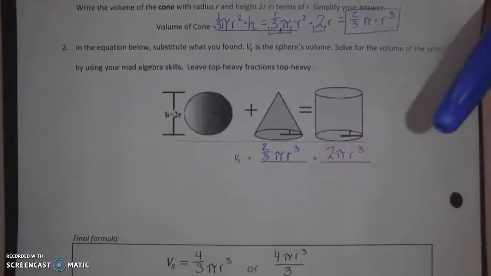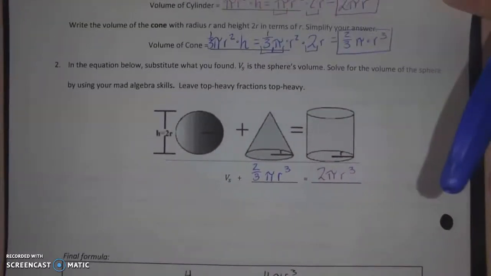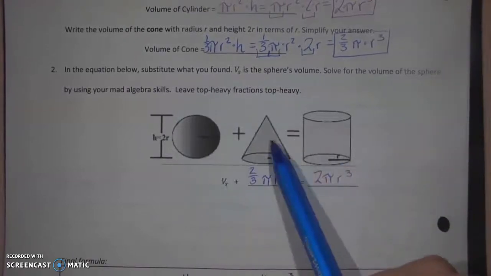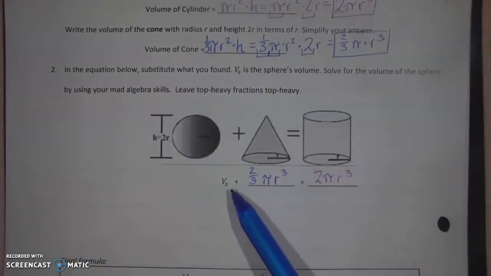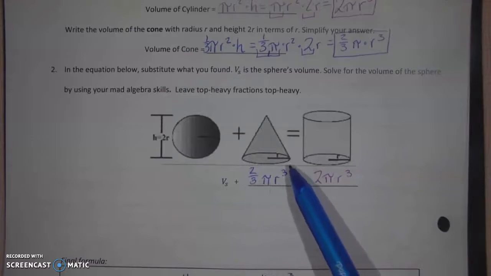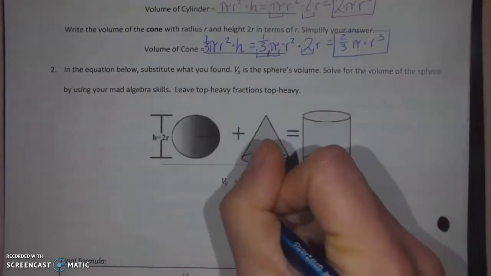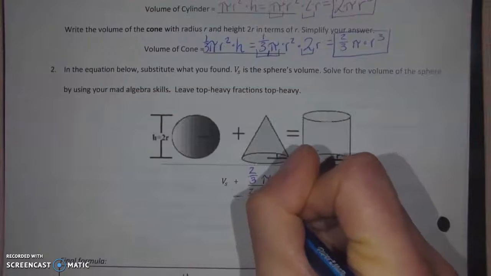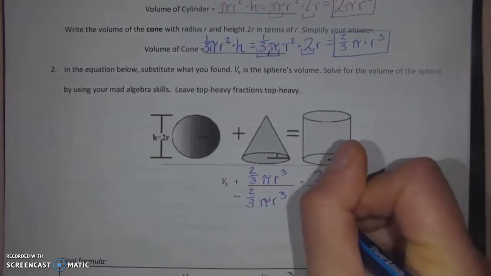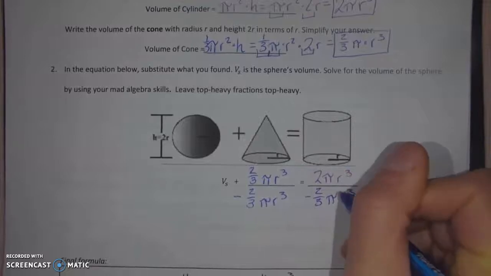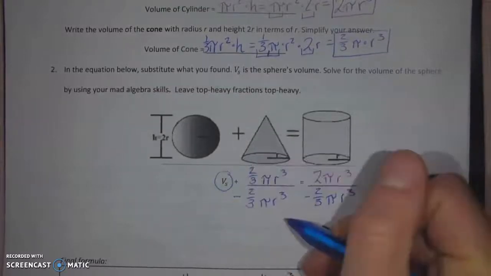Now the next thing that I did is I filled in that formula into what his observation was. He had observed that the volume of a sphere is added to this cone to get this cylinder. And that means that we can solve this. I'm going to do that by subtracting this 2/3 pi r cubed from both sides. The reason we want to do this is we want to get the volume of a sphere by itself.